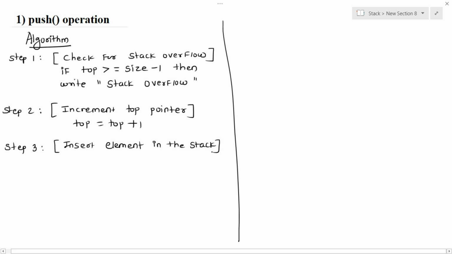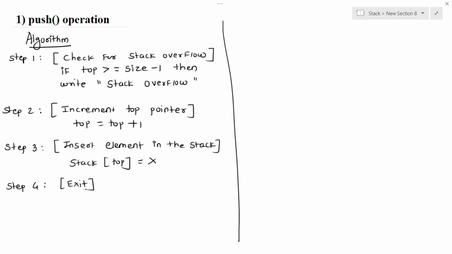So we insert the element at the top of the stack because the stack has only one end, that is called the top. So insertion and removal can be performed from the same end, that is called the top of the stack. So here stack of top is equal to x. That means let's insert the element x, for example, and step 4 is exit. End of the algorithm.